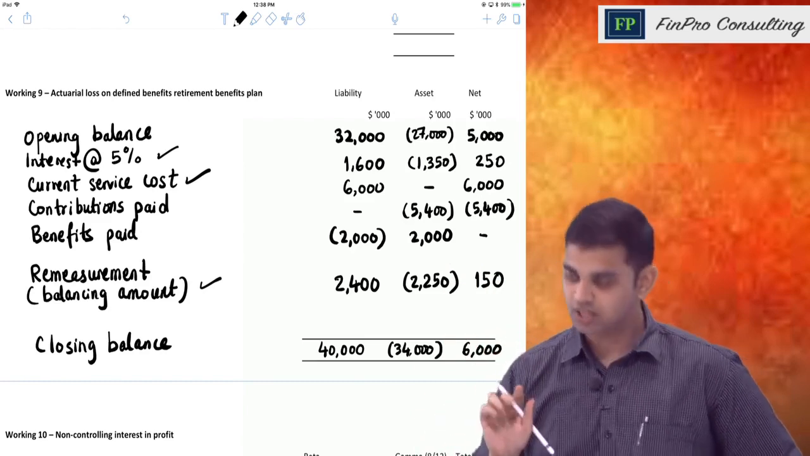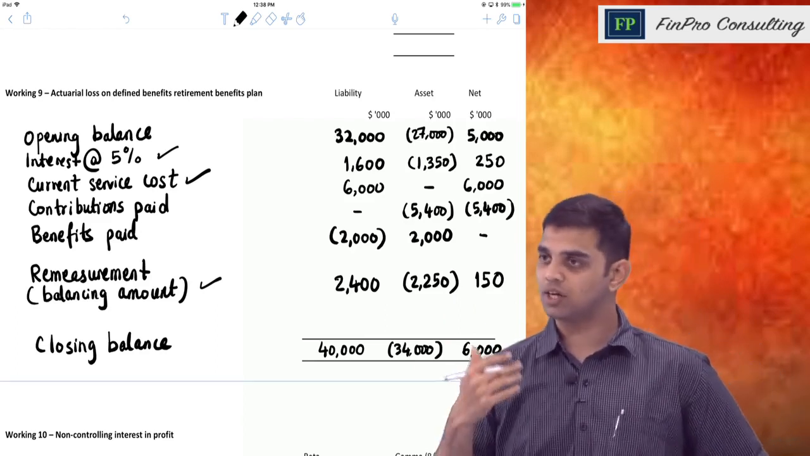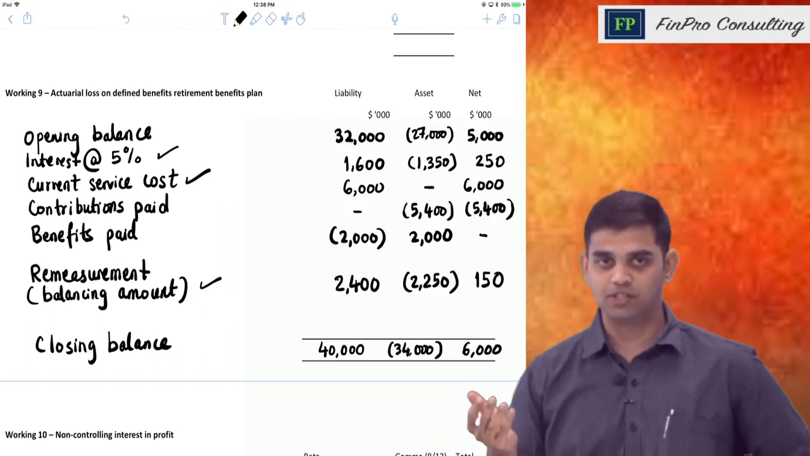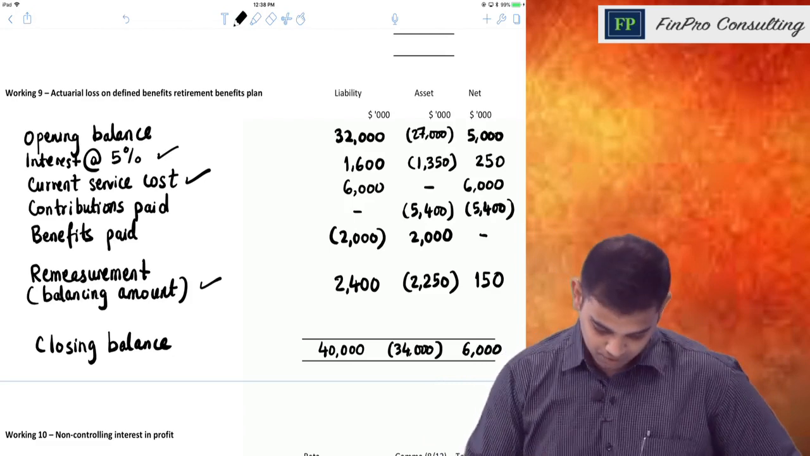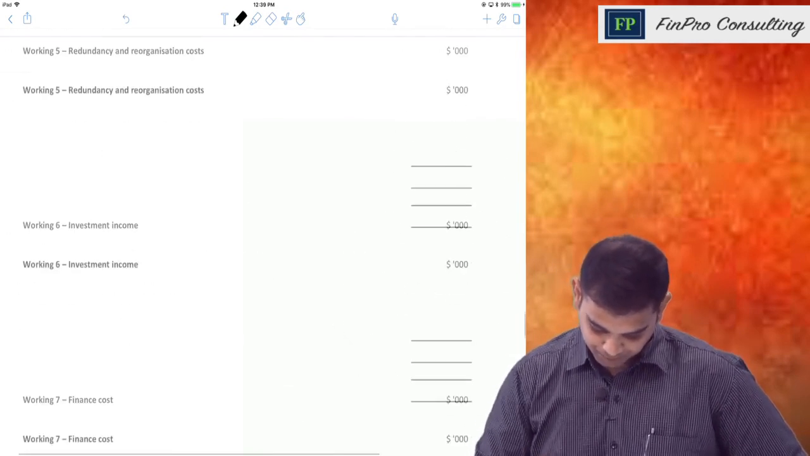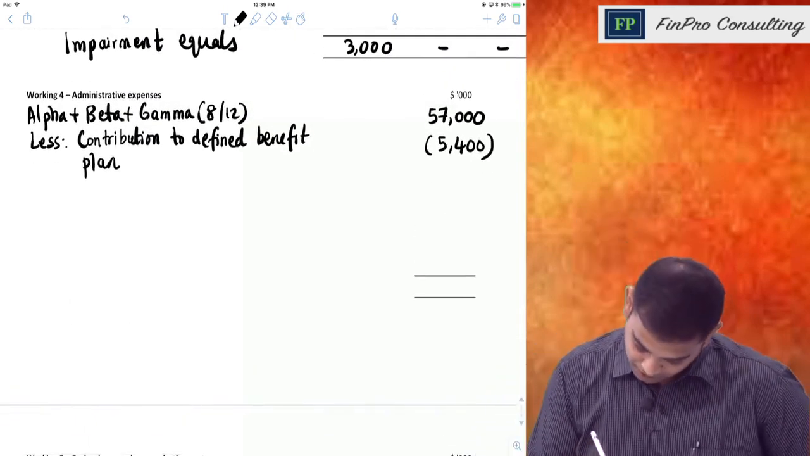So first is current service cost 6,000. Nothing is given where to be added. So generally do it on an administrative cost. It is not wrong if you add it to cost of sales also, but if nothing is given, on the safer side, administrative cost. Go to administrative cost, working note 4. Current service cost.